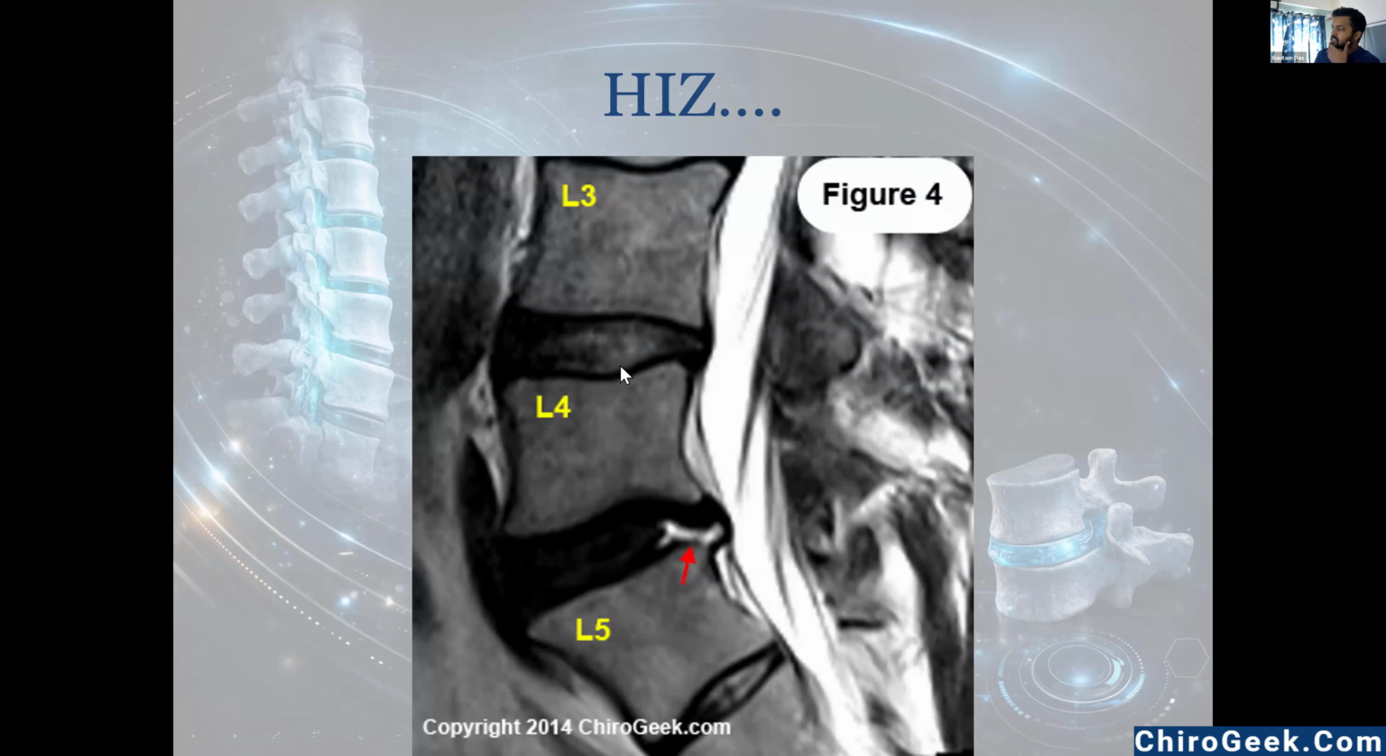Next is the HIZ. What is HIZ? High intensity zone. A high intensity zone is an indication that an annular tear has happened. When an annular tear happens, what will our body do? Our body will try to heal it. How does healing happen? Healing happens by vascular granulation tissue. Granulation tissue is very glistening in this. This is the sign of the HIZ, and this is the sign of the annular tear.